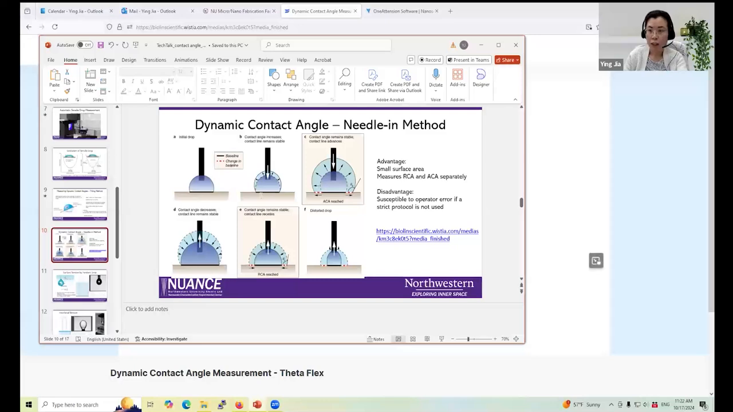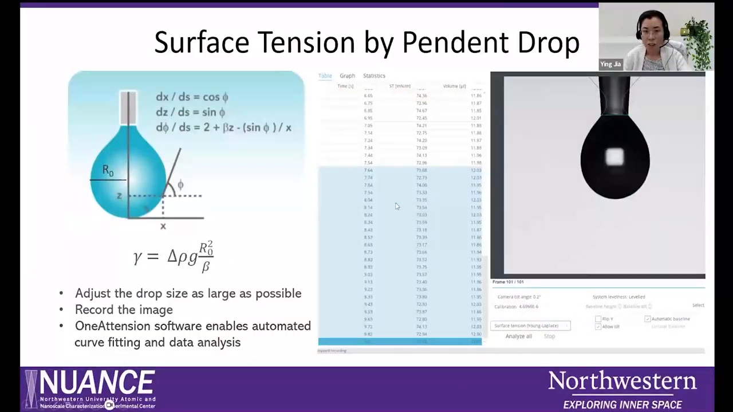All right, let's go back here. After talking about the contact angles, now we can look at surface tension. Surface tension only describes the liquid, so we don't have a sample here.